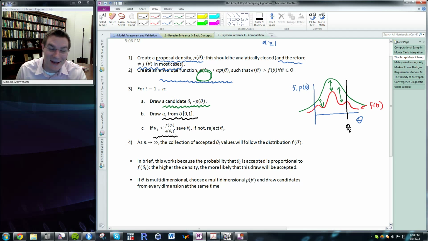And that's really the end of the accept-reject algorithm. Just do that 1,000 times or 1,000,000 times, however many samples you need. Accept the ones for which your uniform value is less than that ratio. Reject them otherwise. The end. That's it. And it turns out that as the number of times you repeat this process gets very large, in this case I have it noted here going to infinity, but obviously you don't actually have to go to infinity, you just have to get to a very big number, the collection of accepted theta i values will follow the target distribution f of theta.